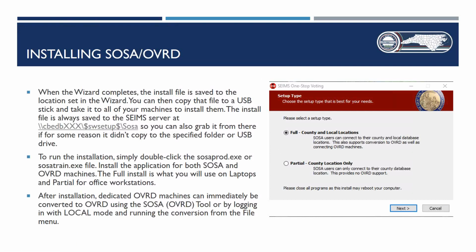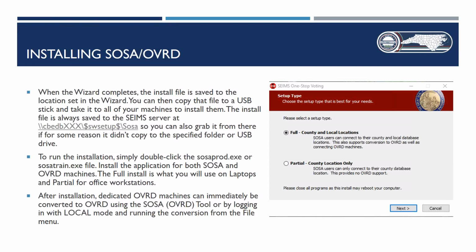So like I mentioned, when the wizard's done, the file will be in the save location. And here's the location to find it on your server. If for some reason you weren't able to get it on the stick or couldn't find it wherever you saved it, you can always go to that location on your server and find it there. Then what you do is you take your USB stick, plug it into your laptop, and double-click the sosaprod.exe or sosatrain.exe file, depending on which one you're trying to do.